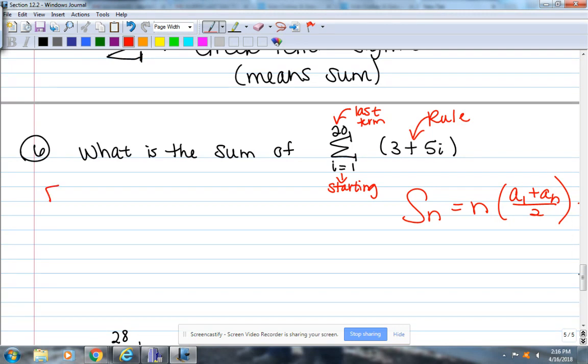So, to find your first term, this right here tells you what your first term is. I equals a number, and that number is your first term. Well, this says i equals 1. So what's my first term? 1. And we're going to use the rule, and the rule is this: 3 plus 5, I mean 5i. So a sub 1 is going to be 3 plus 5 times 1. So 5 times 1 is 5. Plus 3 is 8. So my first term is 8.